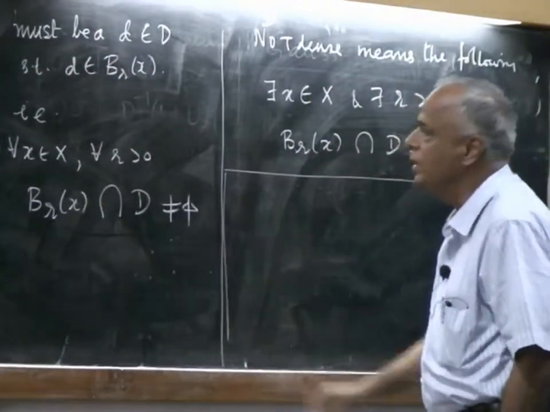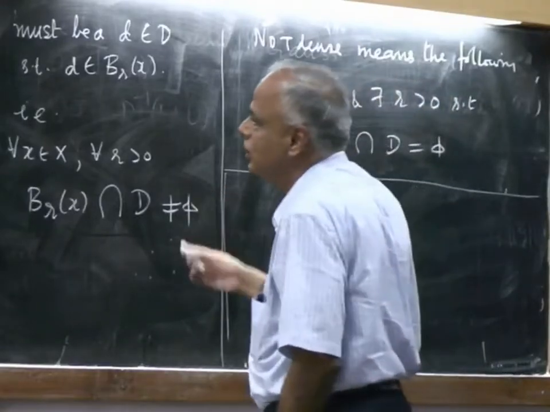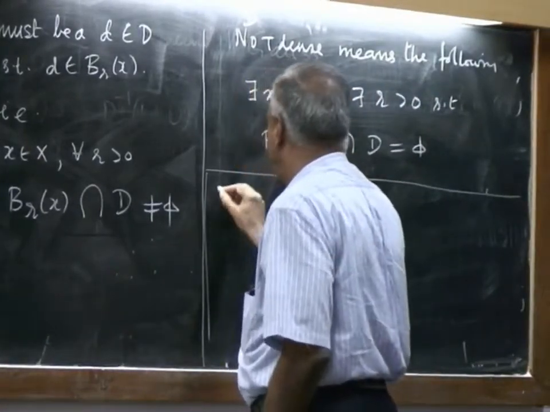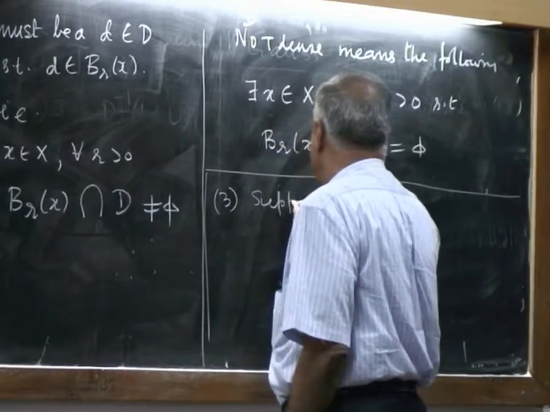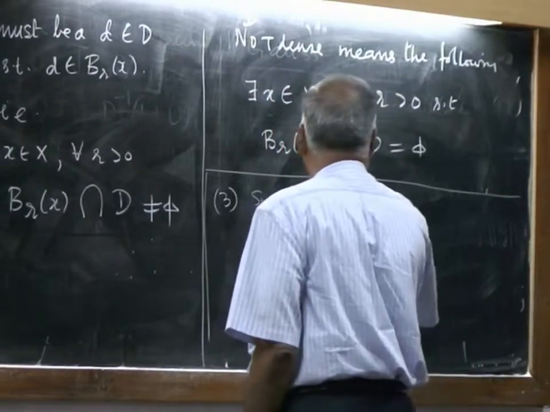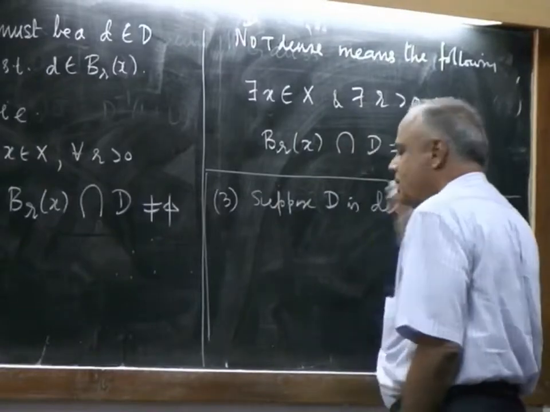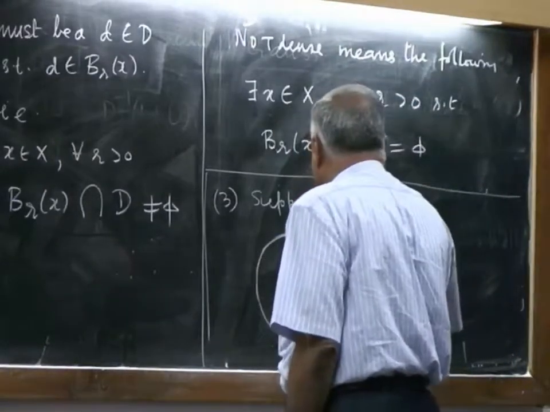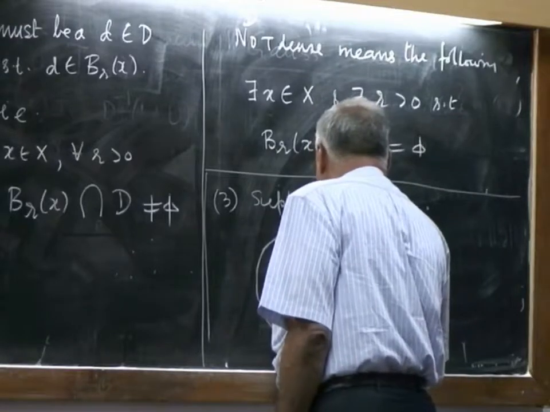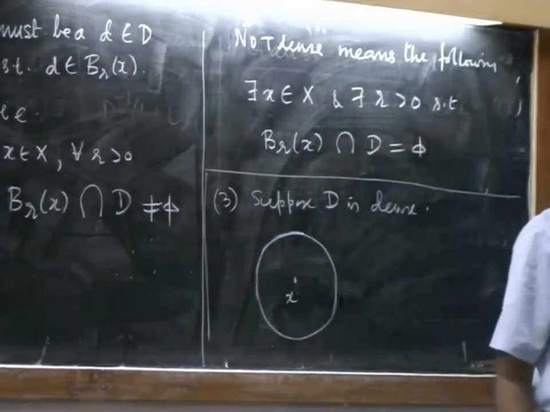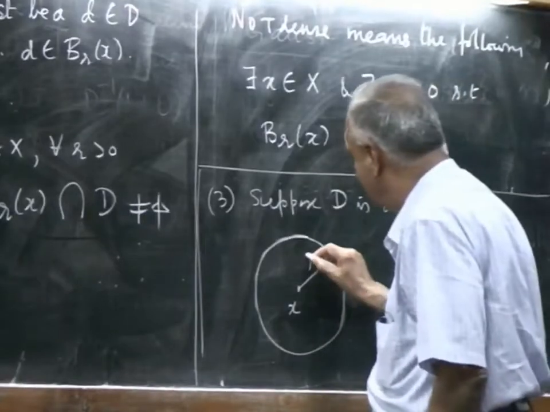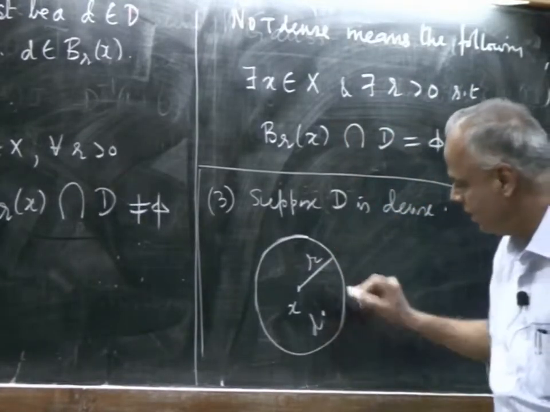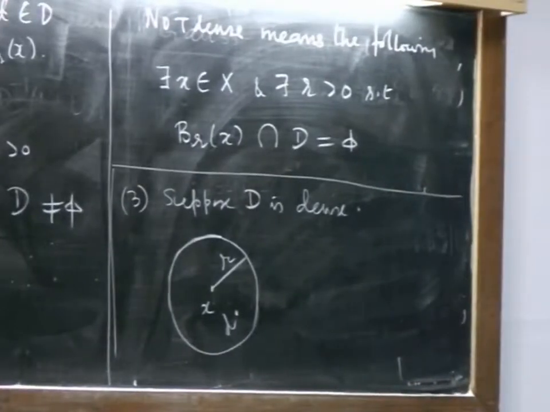Let us also look at another consequence of dense. Suppose D is dense. What does this mean? If I now take a point x and draw any radius r, there will be a point d of D inside that.